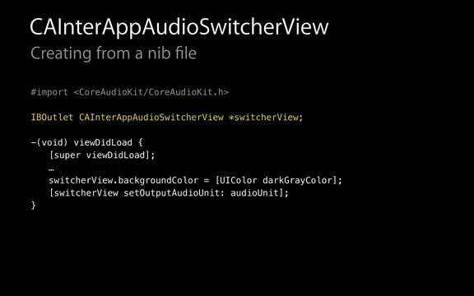We import the umbrella header. In this case, I'm demonstrating how to add the switcher view from a nib file. So you go into IB, drag out your UIView, assign that to be the class of the CAInterAppAudioSwitcherView, create an outlet for that view, and then in the viewDidLoad method, we specify the visual appearance of that view, and then we need to associate an audio unit with that view so that it can automatically find the other apps that are connected. And that's all there is to it.